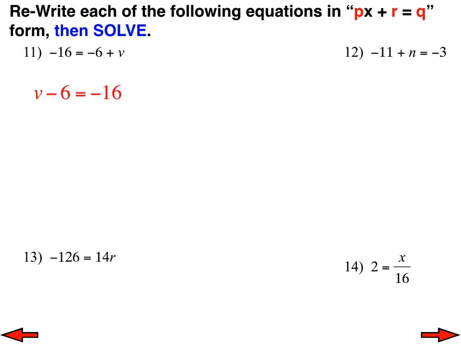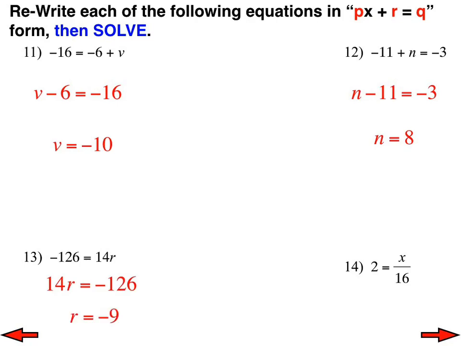All right, we did not solve these, but number 11 should look like that. We already talked about that one. Number 12 should look like this. Either n minus 11 equals negative 3 or n plus negative 11 equals negative 3. Number 13 would look like this. 14r equals negative 126. And number 14 would look like this. X over 16 equals 2.